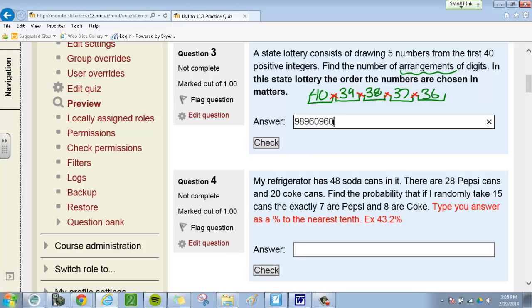78,960,960. Hopefully I put that one in right. That's how many ways you can choose 5 numbers from 40, where order matters. Moving on to question number 4.